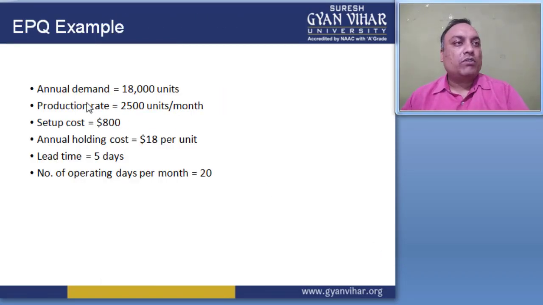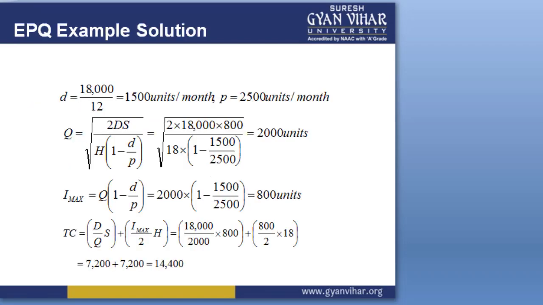So this is the second question, and in the second question the annual demand is 18,000 units, the production rate is 2,500 units per month, the setup cost is $800, the annual holding cost is $18 per unit, the lead time is 5 days, and the number of operating days per month is 20. This is the number of operating days per month. So we move to the next.